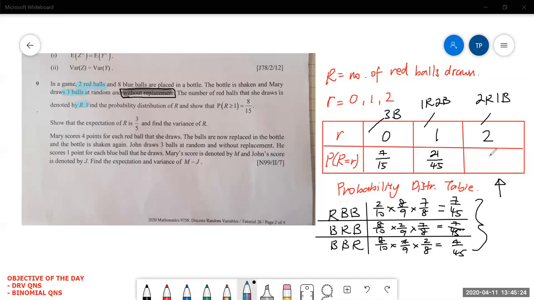Okay, so always remember, to find the last probability in the table, just use 1 minus every single probability that you have found before. So over here, this should be 21, so this will be 4 over 45. Okay. So that will give you the marks for the first part, the probability distribution of R. And show that the probability of R greater than or equal to 1 is 8 over 15. So over here is very clear. You can just use this plus this.